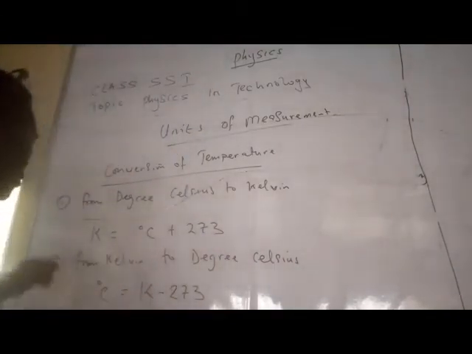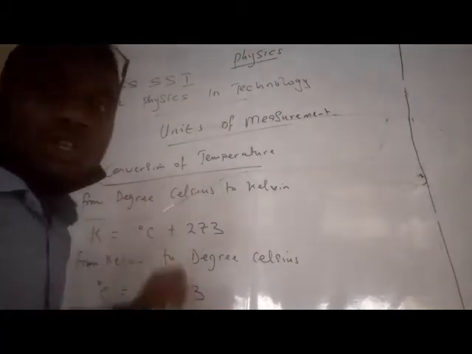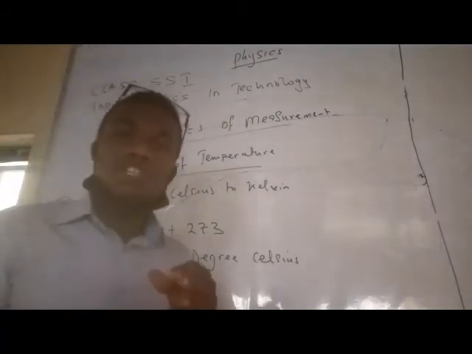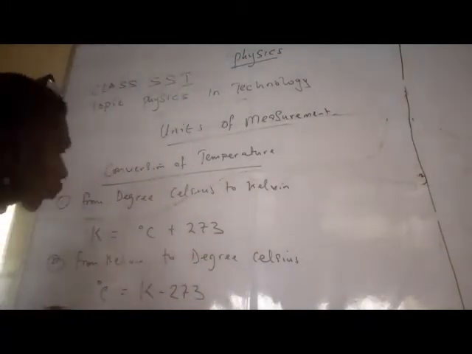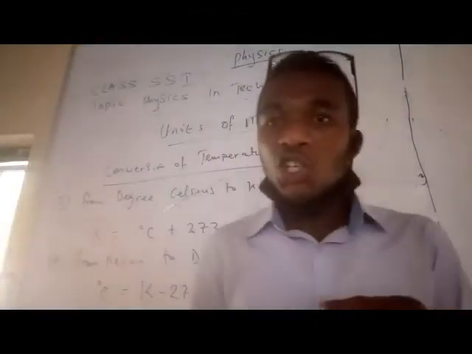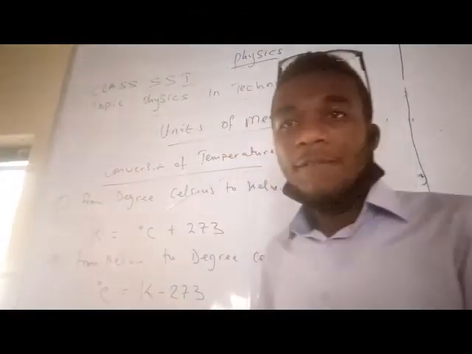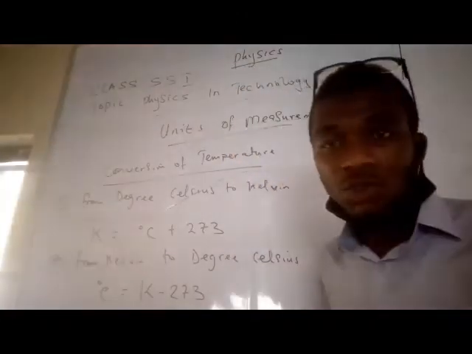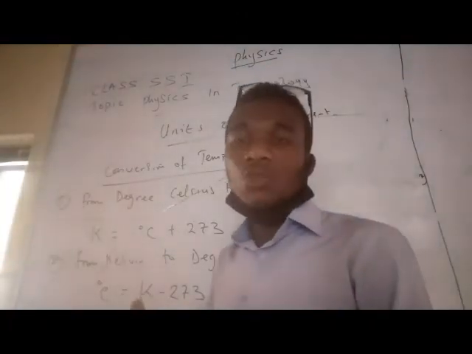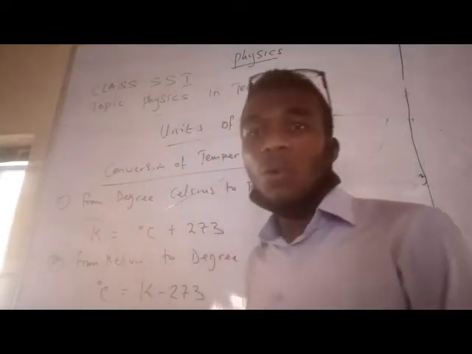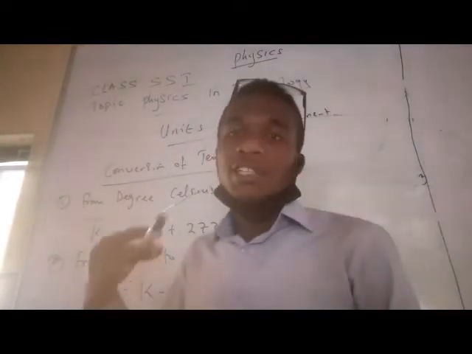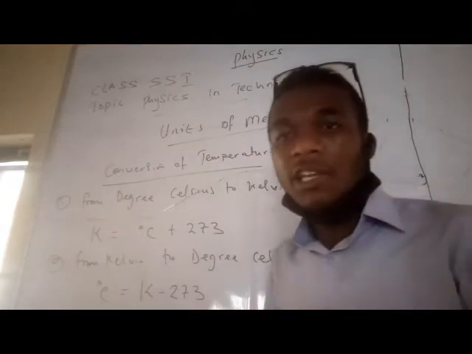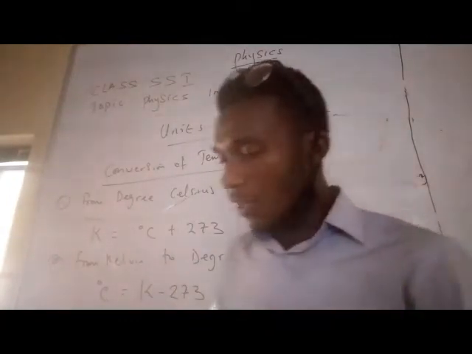So we look at the first one, which is from degree Celsius to Kelvin. To convert a temperature from degree Celsius to Kelvin, all you need to do is add 273 to that temperature in degree Celsius. For example, if you're given a temperature of 10 degrees Celsius, and you want to convert it to Kelvin, all you need to do is add 273 to 10, which will give you 283 Kelvin.